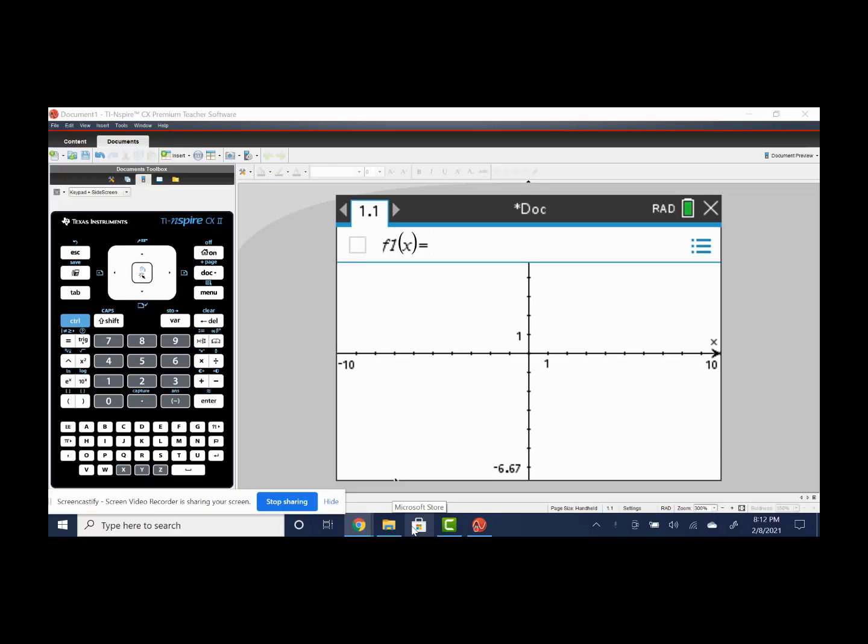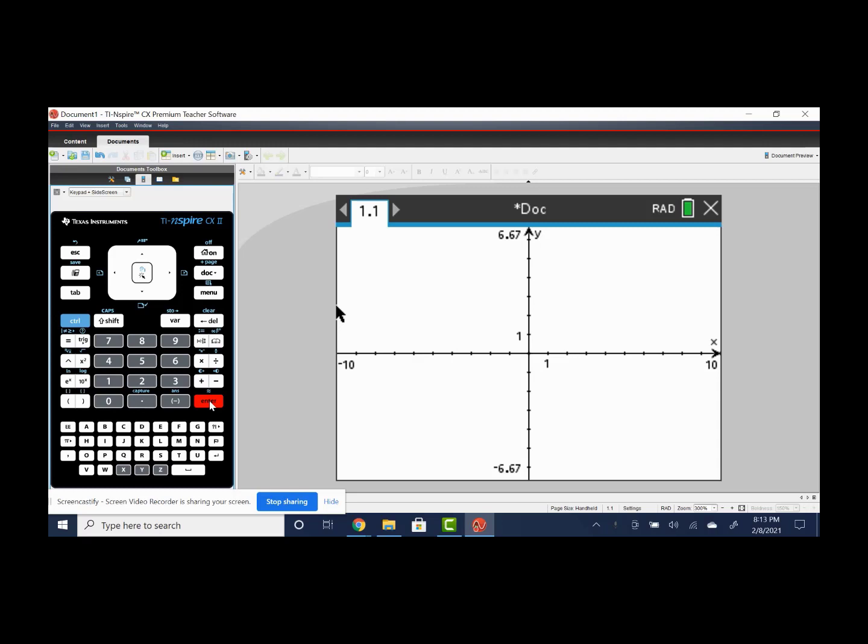Okay, so here we are in our calculator, and we're going to graph our function. Instead of putting y equals, we have f1 of x equals 325 times our growth factor 0.8 raised to the, we cannot use the t, we have to use the x. Now when I hit enter, you'll notice I don't see anything.